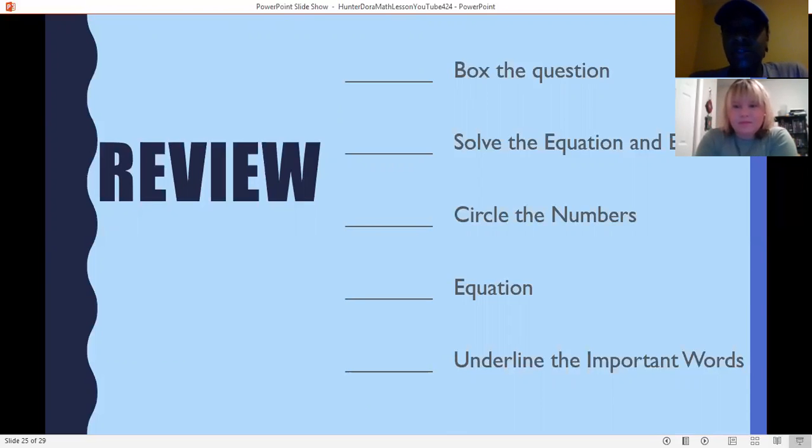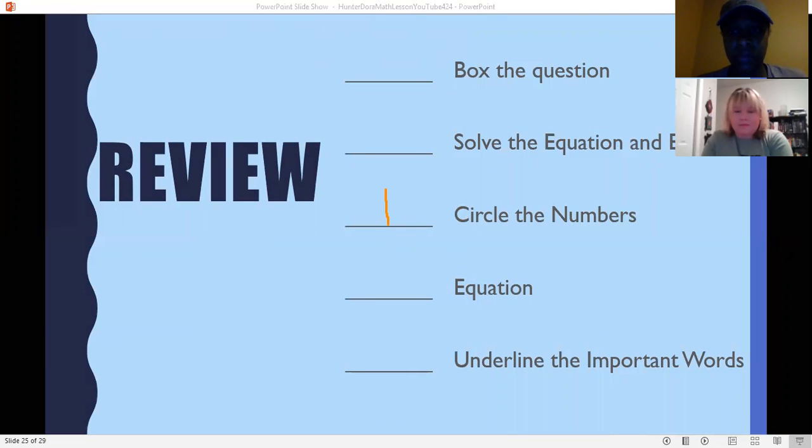All right, you should have a 1 by circle the numbers. Okay, boys and girls, what do you think would come next? What would our second step in cubes be? Okay, now that you've had a little bit of think time, I hope that you are able to pick underline the important words. Underline starts with a U, and we know that the second letter in cubes is also a U. So underline important words would be our second step in our strategy.